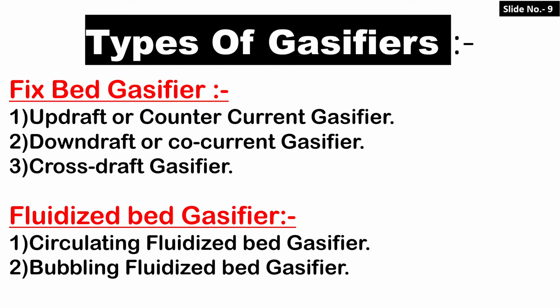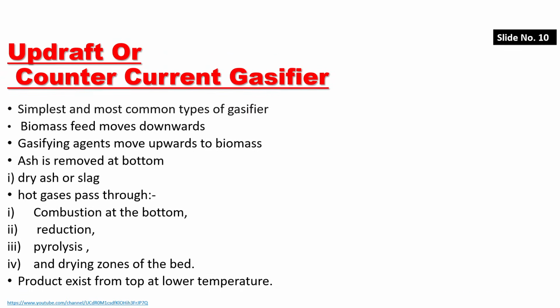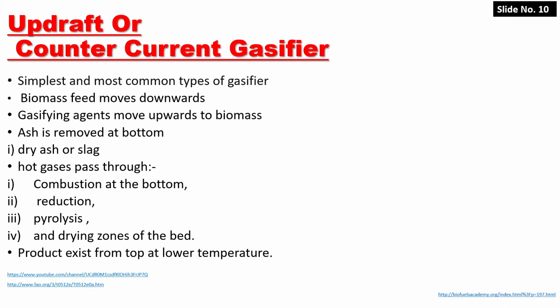The first type of gasifier we have is updraft, also known as counter current gasifier. In this type of gasifier, biomass fed moves downwards and gasifying agent moves upwards to the biomass through the fixed bed biomass. Ash is removed either as dry ash or as slag.